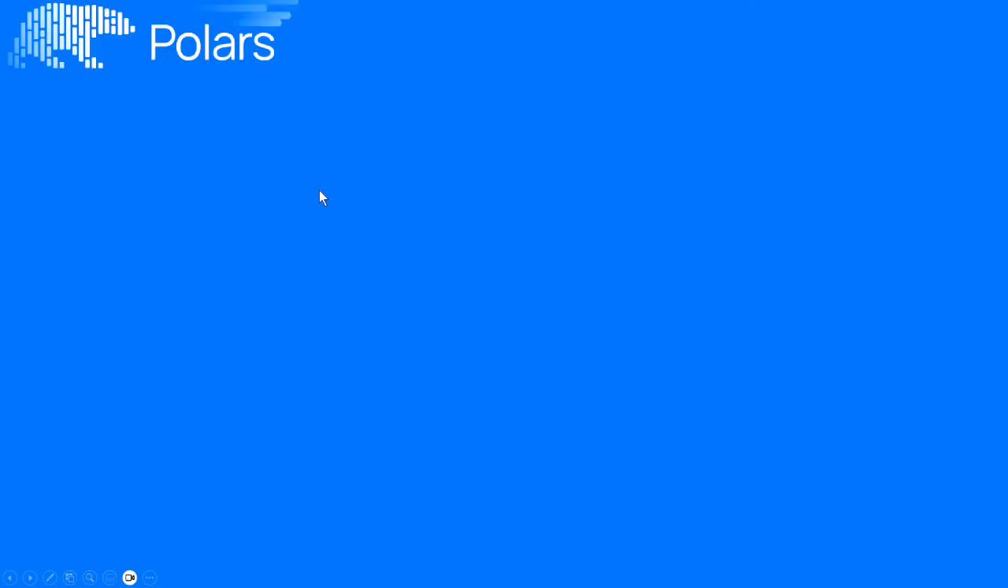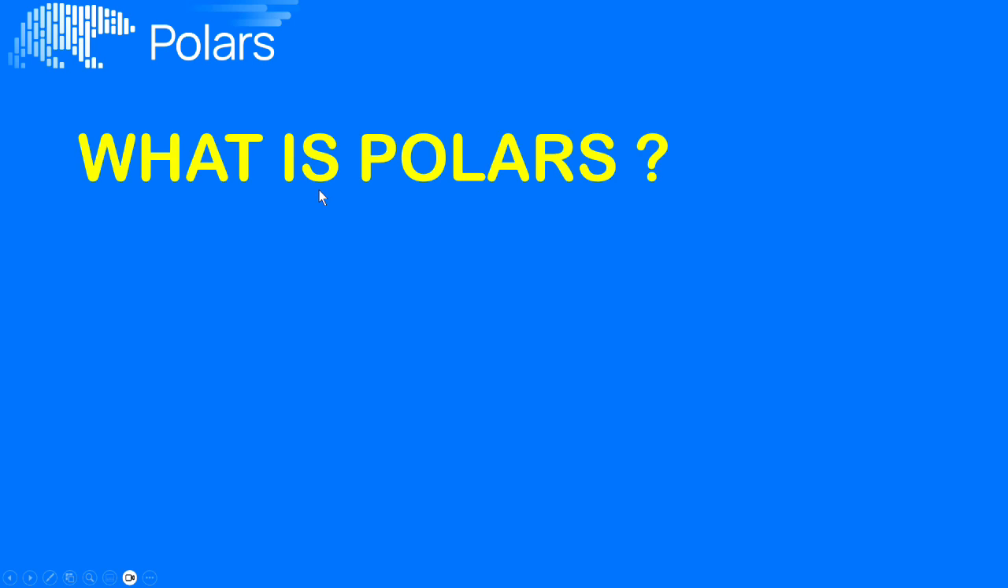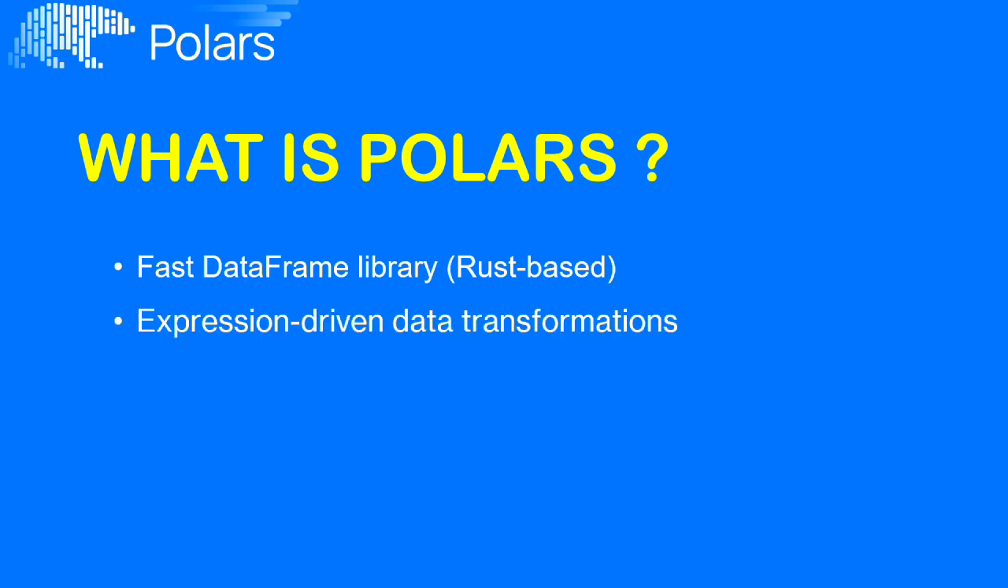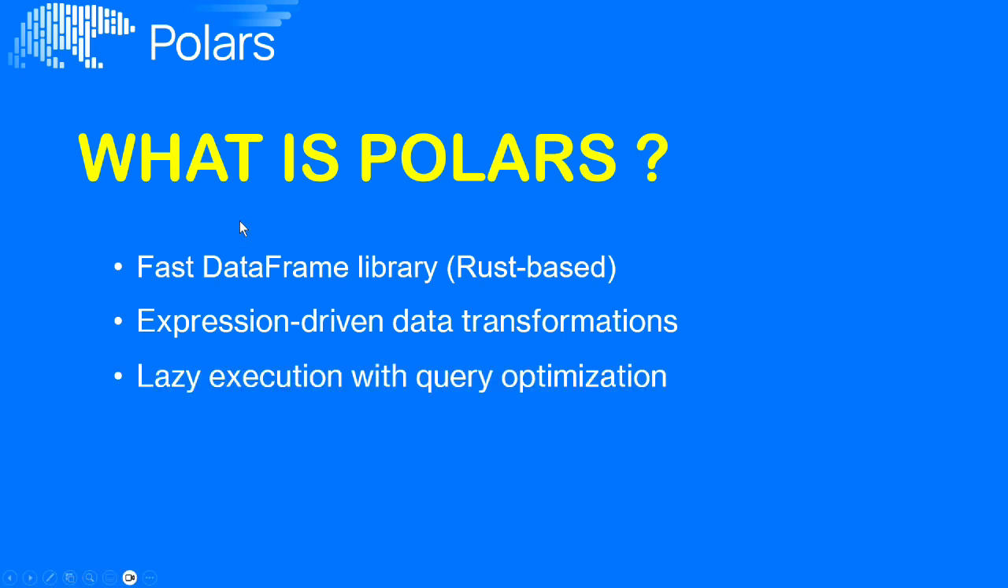A little about Polars. What is Polars? Polars is a fast data frame library. It's Rust-based, which means it's closer to C, C++ machine code, so it's faster than Python. It gives you the ability to make expression-driven data transformations. One of the most powerful things, it does lazy execution with query optimization. We'll get to more on that later.